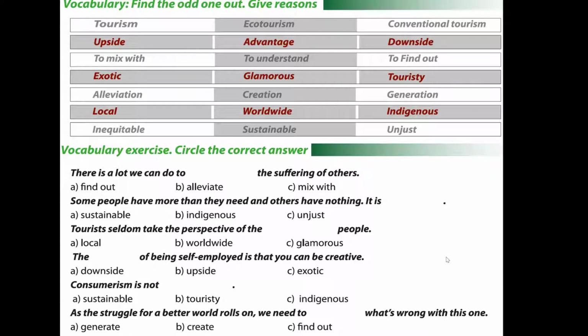Let's learn the vocabulary you need for this lesson. Tourism, eco-tourism, conventional tourism. Find the odd one out and give reasons. Upside, advantage, downside. To mix with, to understand, to find out. Exotic, glamorous, touristy. Alleviation, creation, generation. Local, worldwide, indigenous. Inequitable, sustainable, unjust. Now, to understand how these words are used in context, read the questions carefully and circle the correct answer.